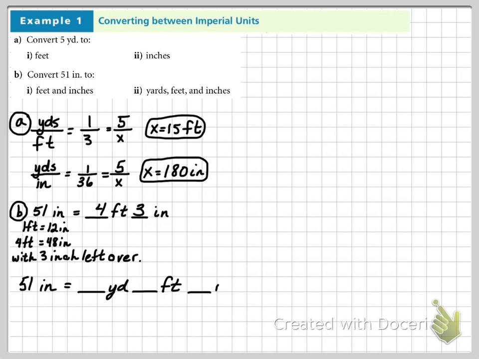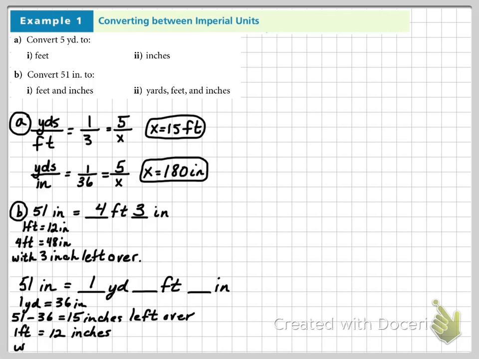If we do 51 inches into yards, feet, and inches, we first say 51 divided by 36 inches would give me 1 yard. If I take out 36 inches for my 1 yard, I still have 15 inches left over. With the 15 inches left over, I'm going to make that into 1 foot, because that makes 12 inches, and I still have 3 inches left over. So 51 inches is going to equal 1 yard, 1 foot, and 3 inches.